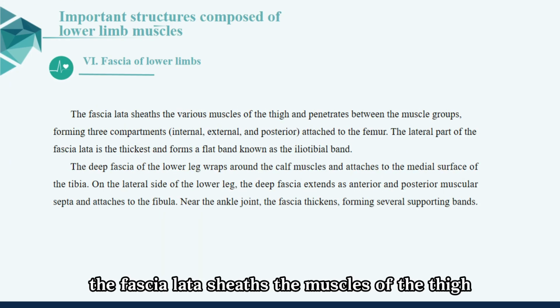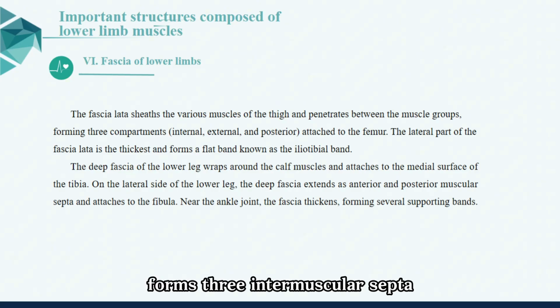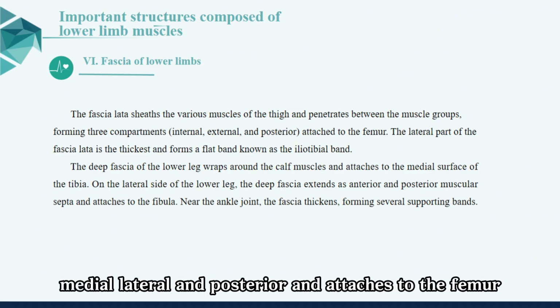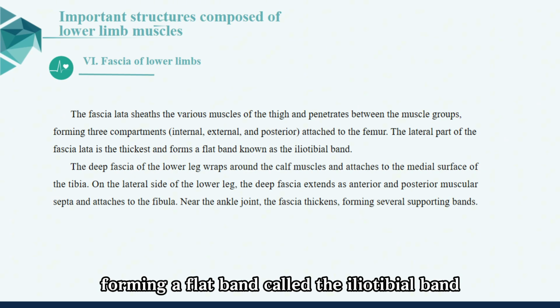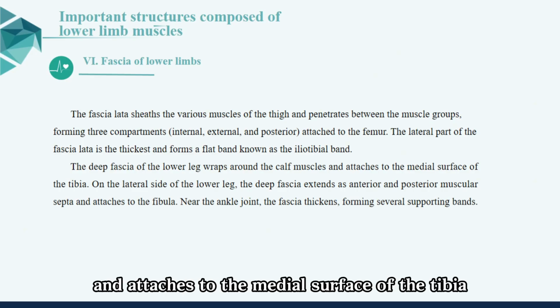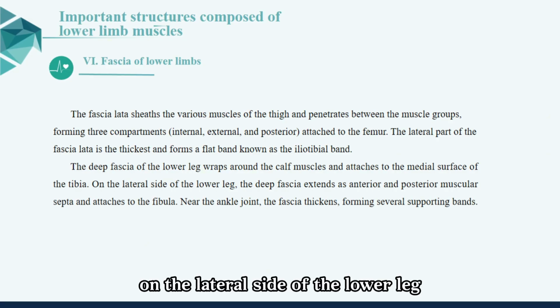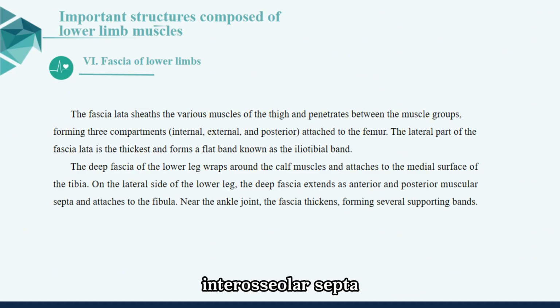The fascia lata sheaths the muscles of the thigh, penetrates between the muscle groups, forms 3 intermuscular septa, medial, lateral, and posterior, and attaches to the femur. The lateral part of the fascia lata is the thickest, forming a flat band called the iliotibial band. The deep fascia of the lower leg wraps around the calf muscles and attaches to the medial surface of the tibia. On the lateral side of the lower leg, the deep fascia gives rise to anterior and posterior intermuscular septa that attach to the fibula.